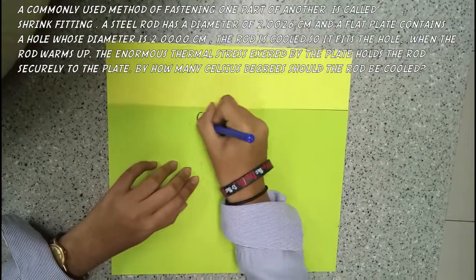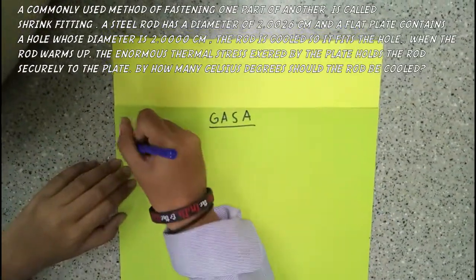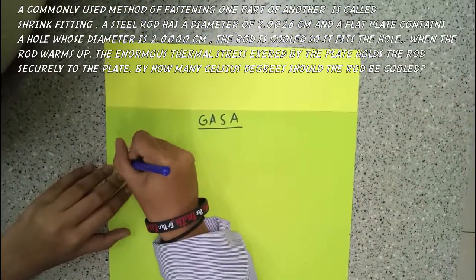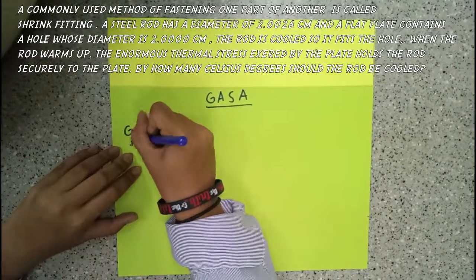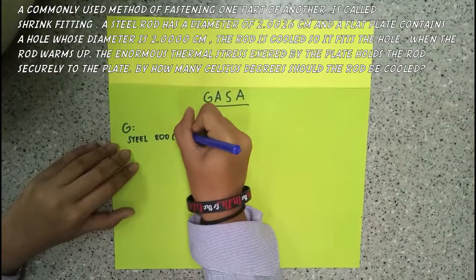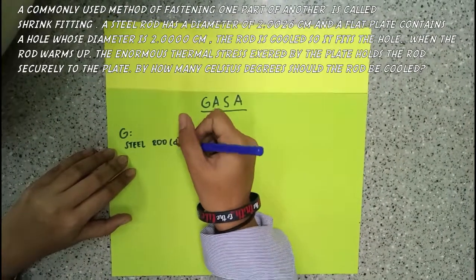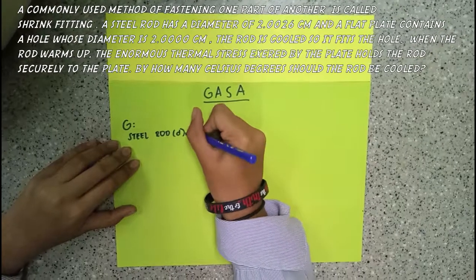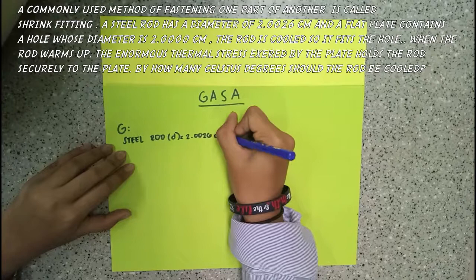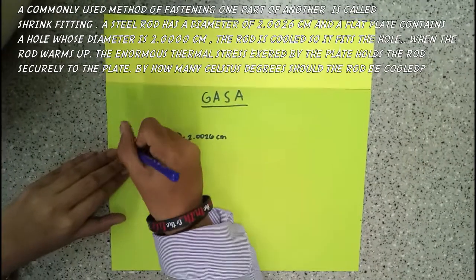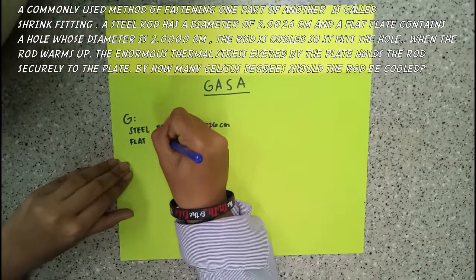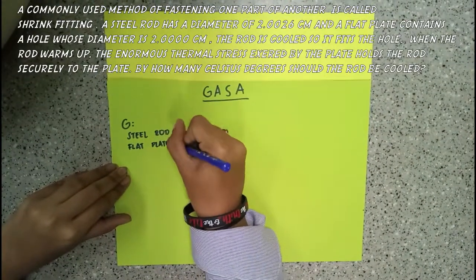I'm pretty sure all of you remember how to use the given, asked, solution, answer formula. Let's dive into that. So, first, we have the given. We know that we have a steel rod whose diameter is 2.0026 centimeters and a flat plate, which the steel rod is supposed to go into, that has a diameter of 2.00 centimeters. Let's just write down the given. So we have the steel rod and the flat plate.